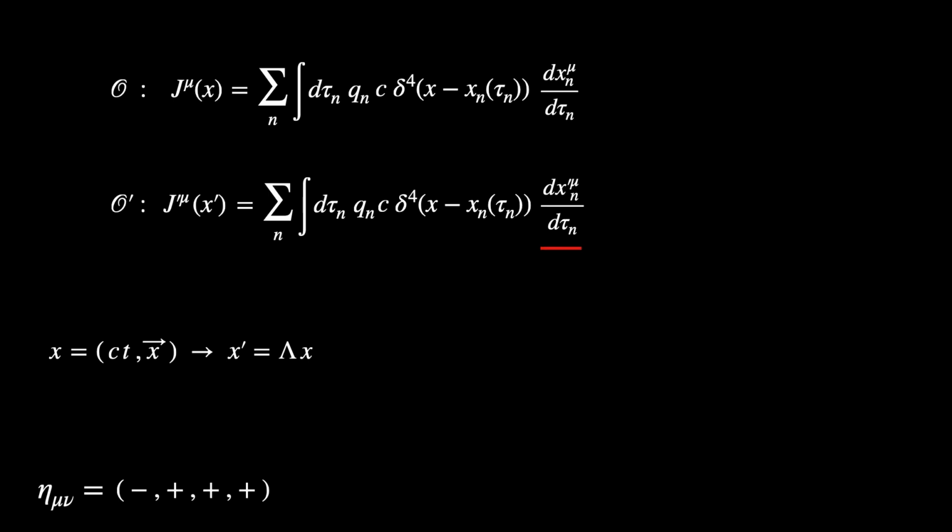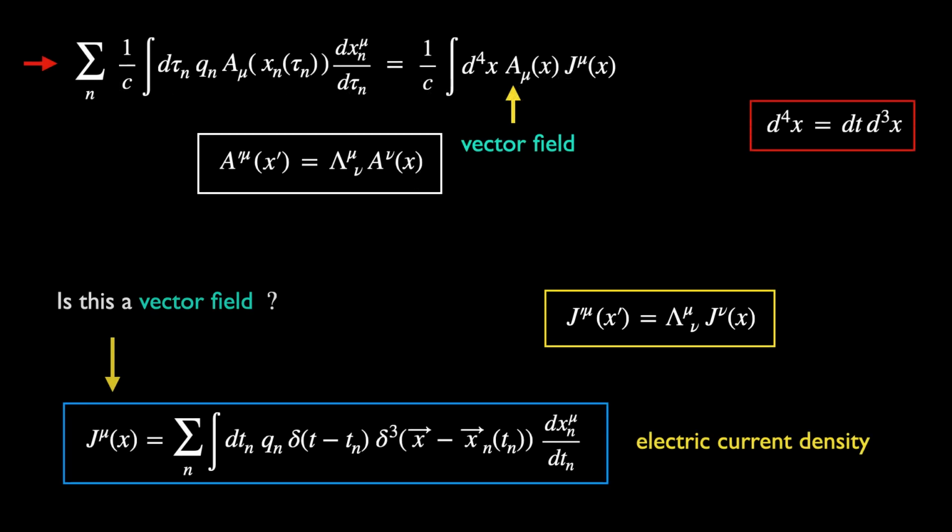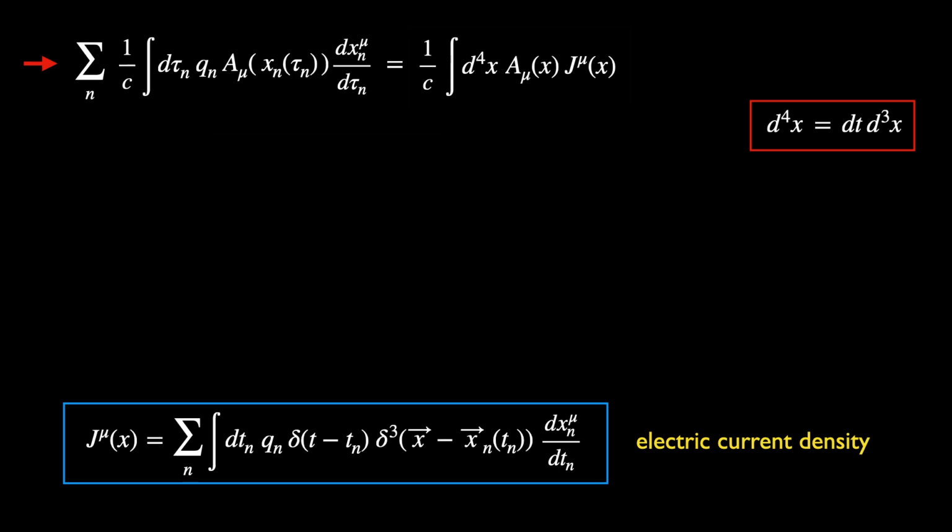All that remains is this four-velocity, which is related to its unprimed counterpart by a simple Lorentz transformation. Compare this to the current density in the O frame above. We have our result. The electric current density does indeed transform as a four-vector. Therefore, this form of the interaction action is also Lorentz invariant, as we can easily see.